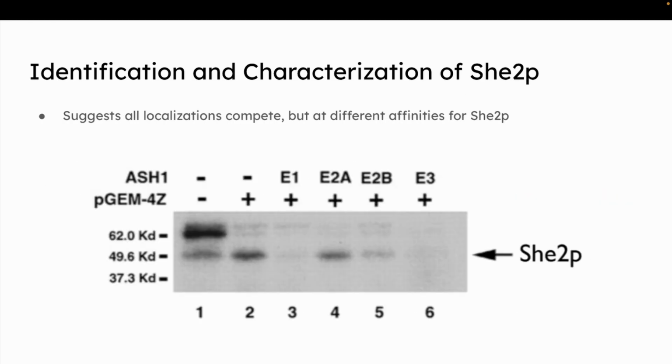And they saw this was the same case for all of the other binding sequences too, which kind of makes sense, though they were different affinities. You can see that E2A has a much smaller affinity than E3 or E1 or even E2B, right? But E2A still competes for binding compared to just random RNA, right? That's sort of what we saw.